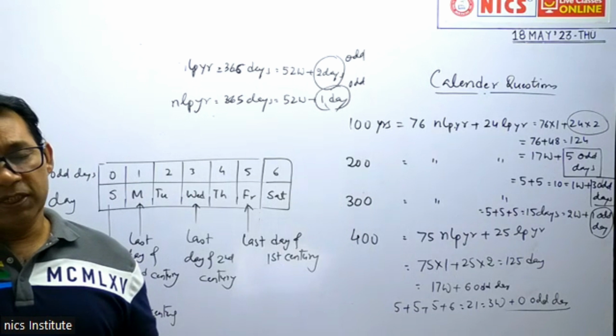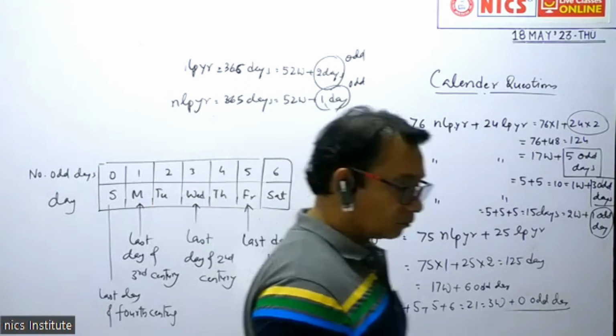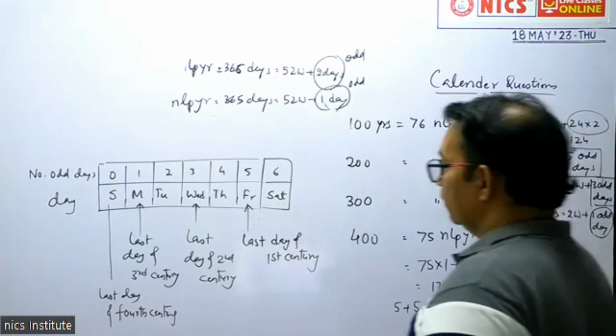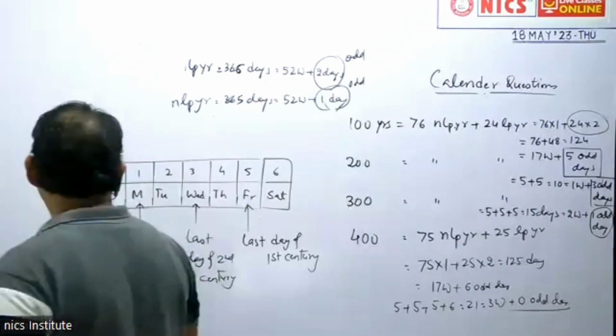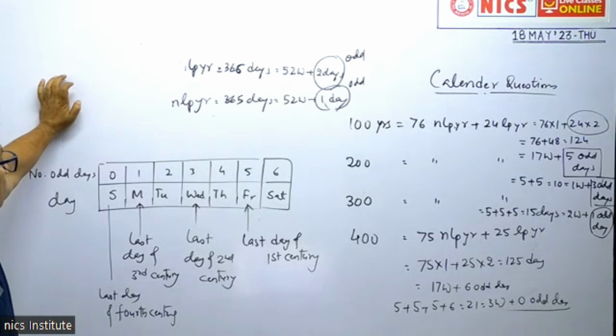Now, if the question is which days cannot be the first day of a century, answer this. Which days cannot be the first day of a century? Anyone? Which days cannot be the first day of a century?